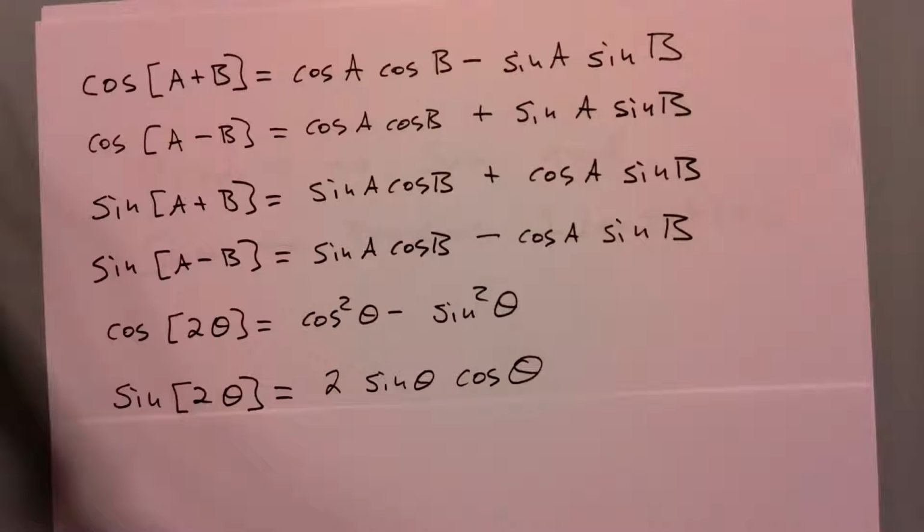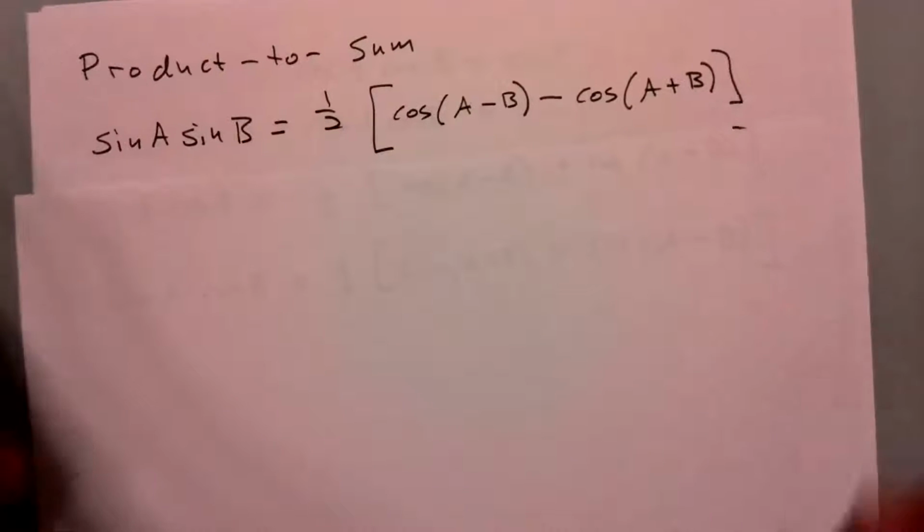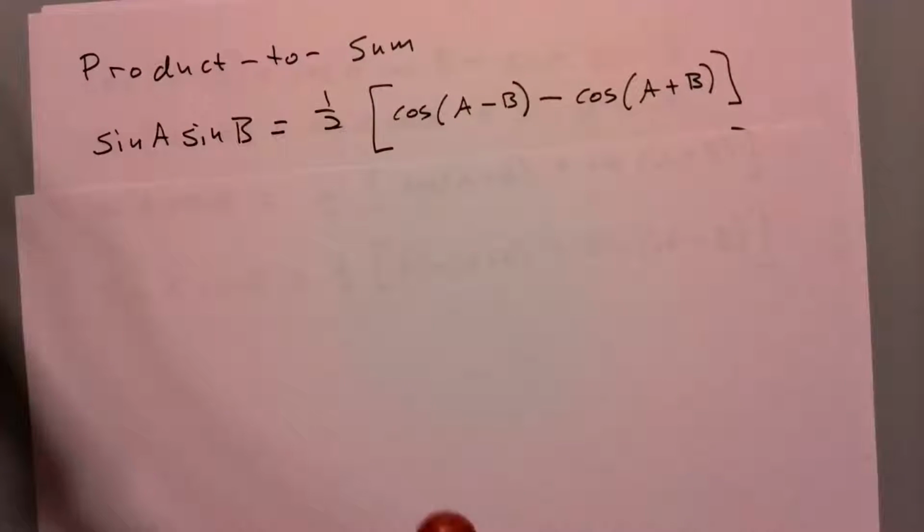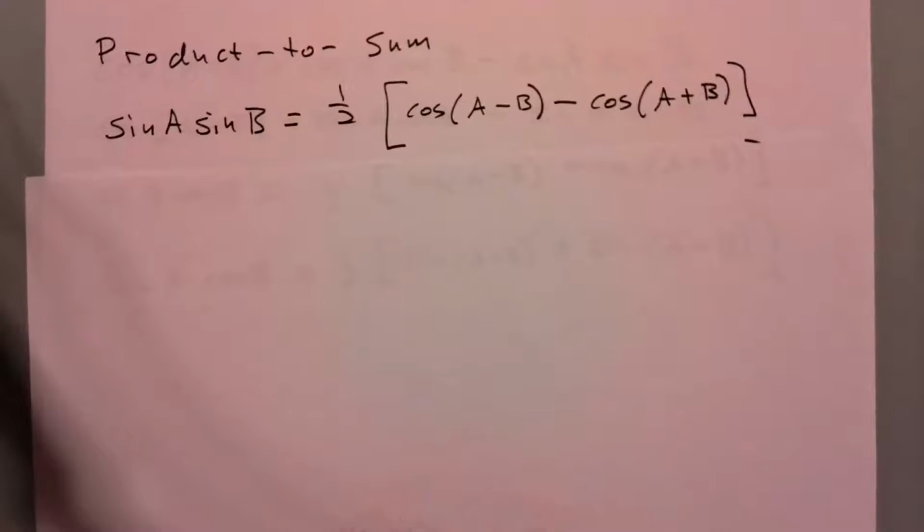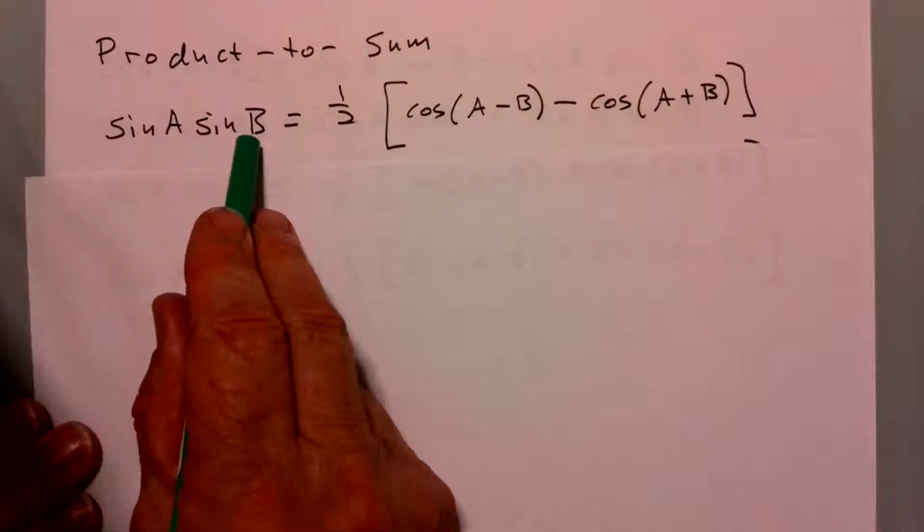So we're going to add some new identities to our list. These are going to be challenging. We're not going to prove all of them, but I will certainly prove one of them. So let's start with our product to sum identities. Why do we call it that? Well, this is a product, sine A times sine B.